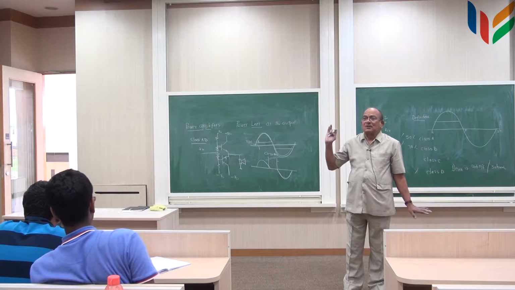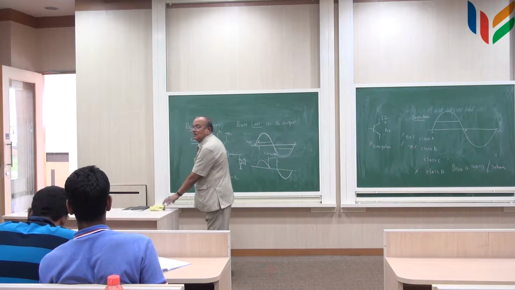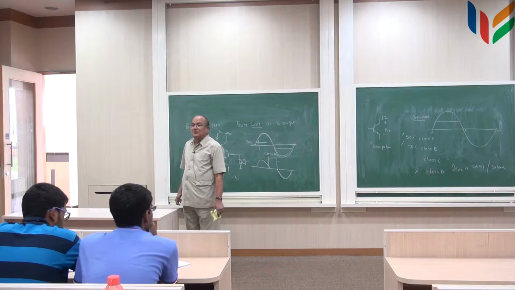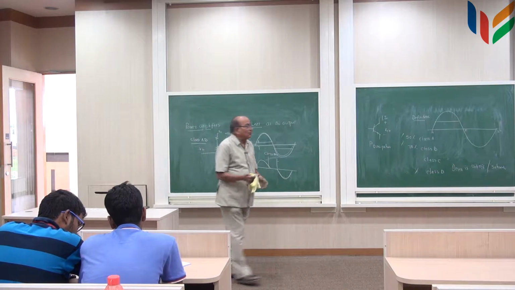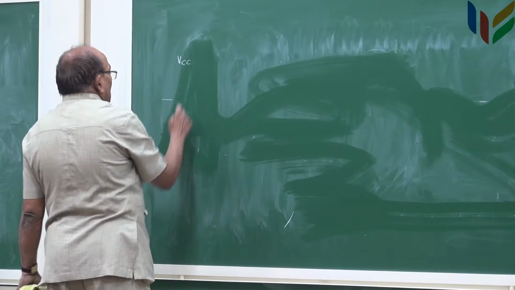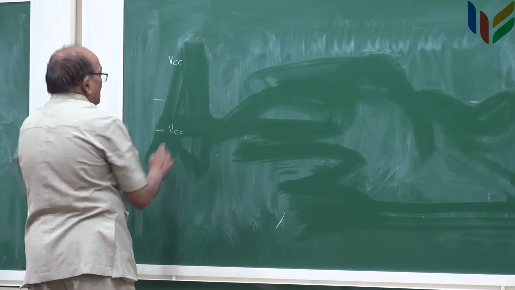Any doubts? Okay? Good. Now, let us derive what is the efficiency of this. I already said that efficiency is 78%. Where does this magic number come from? Let us take the power in VCC and minus VCC.